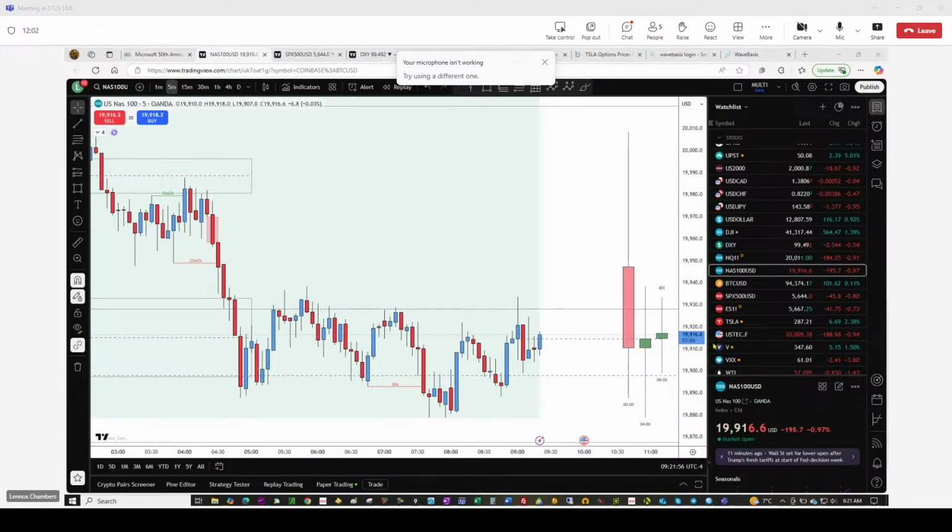That's possible. Now, of course, if we're going to go down to take out these lows, we do have equal highs up here. We could go up one more time to take out these highs first. That's a possibility as well, and then we come down. They've swept here, so there's no one left here. These guys are gone. So there's liquidity sitting here and liquidity sitting here.